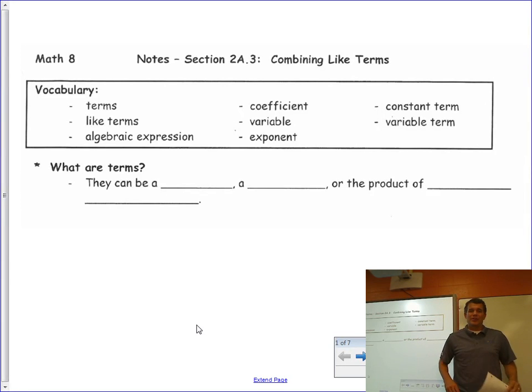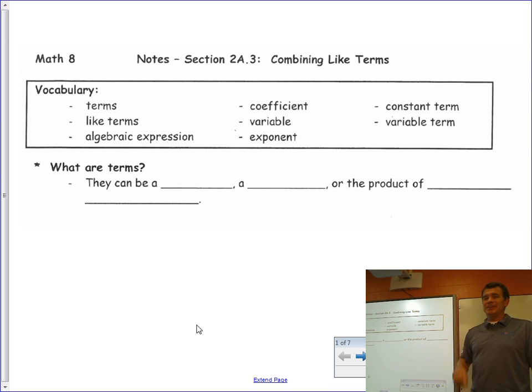Hey guys, today we're going over section 2A.3, which is combining like terms. This is, again, could be a review for many people, but it is such an extremely important skill as we go forward that I think it's important to go over it. So here we go. It's got a lot of vocabulary that we will use this year, and so I want to make sure we're clear on this. You can see the vocabulary in the box, and maybe at the end I'll come back to that.